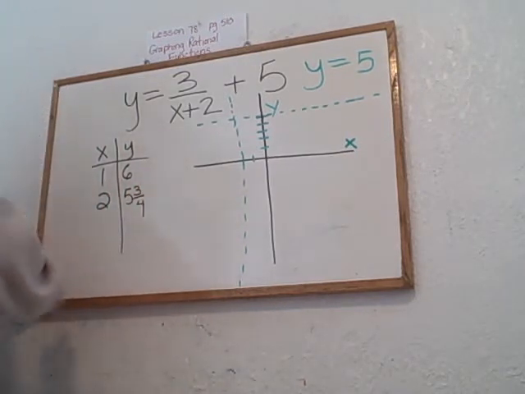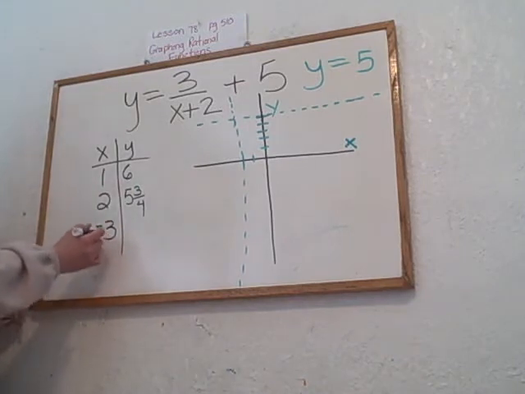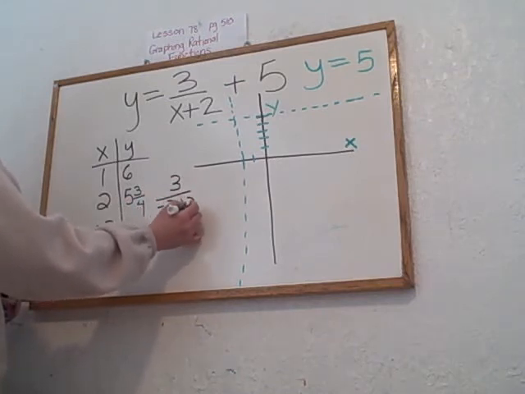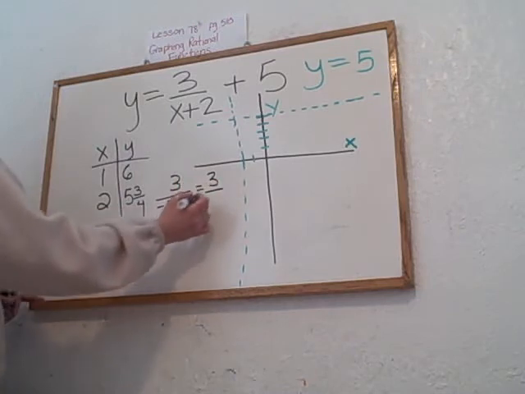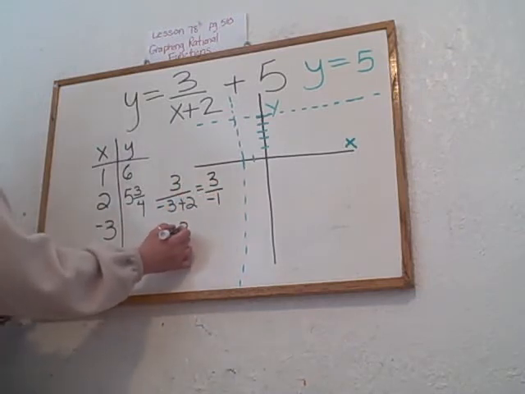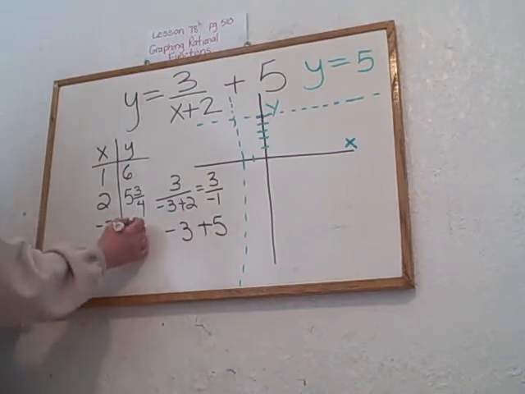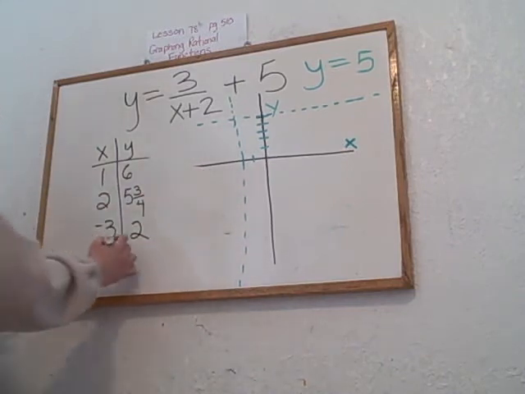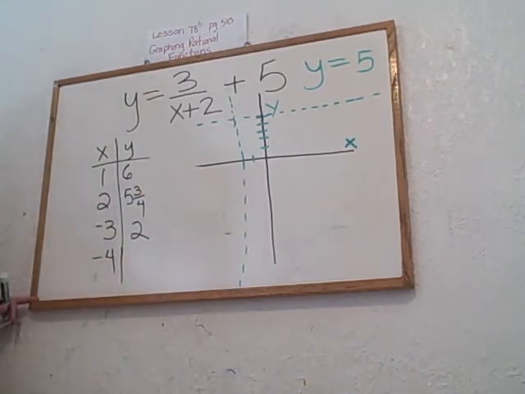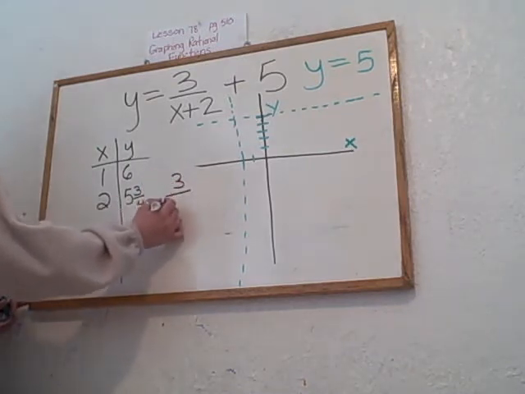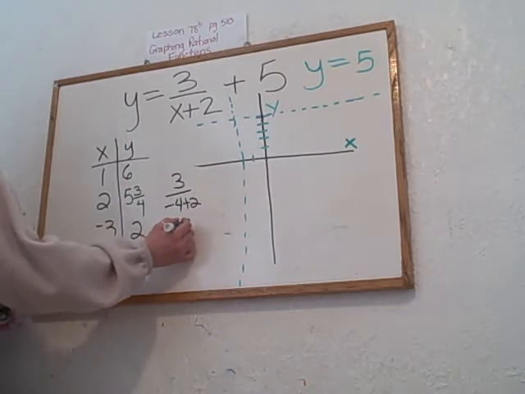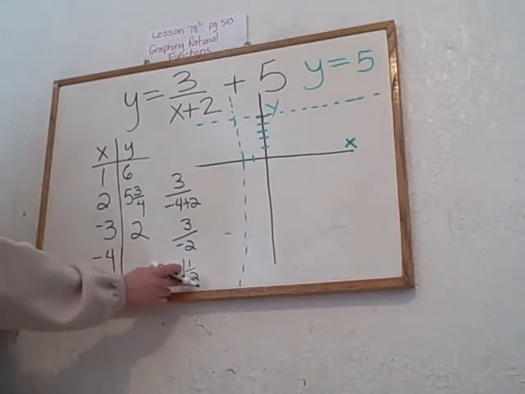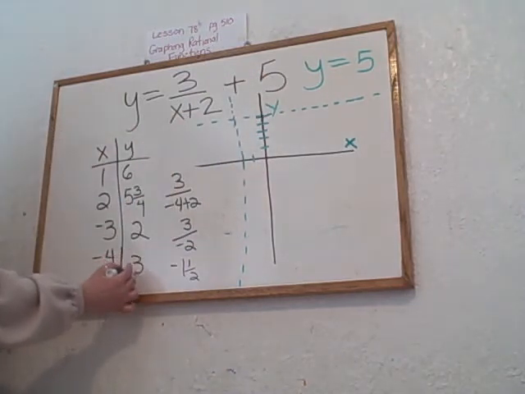Let's look at what happens when I plug in -3. If I plug in -3, I have 3 over -3 plus 2, which is then 3 over -1, which is -3, plus 5, which is 2. Looking at one more ordered pair point, -4. 3 over -4 plus 2 would be 3 over -2, which is then -1.5. -1.5 plus 5 is 3.5.